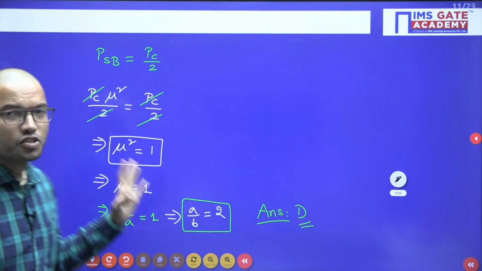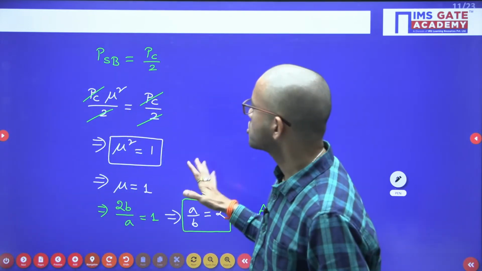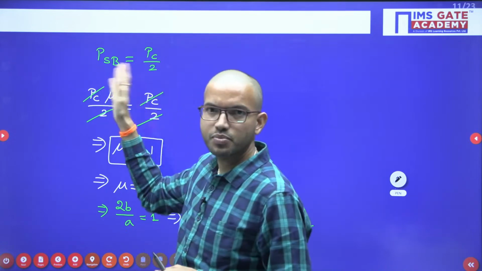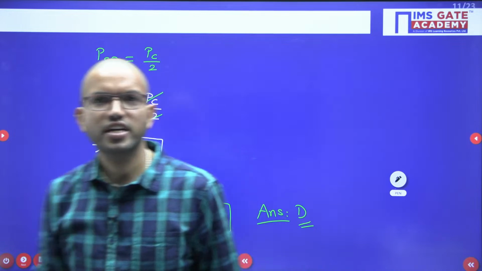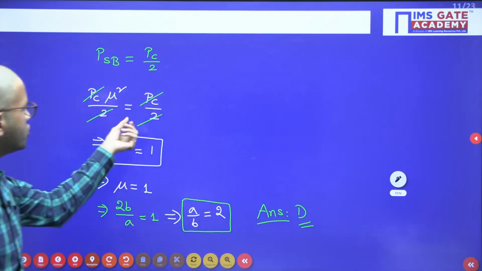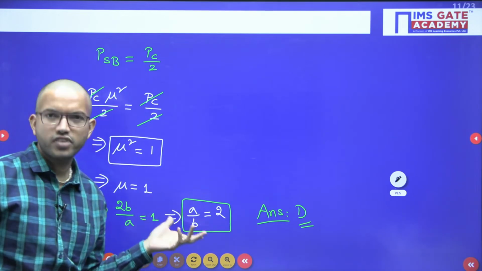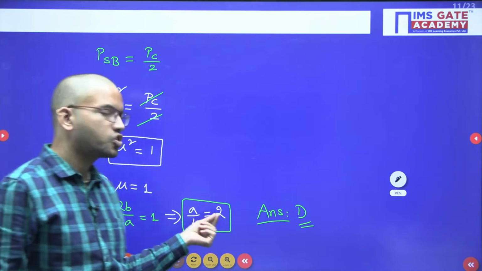See, in the previous question they asked the ratio of message signal power and carrier power. In this question they have given the relation between the total sideband power and the carrier power. They have mentioned that total sideband power is half of the carrier power, so you get one relation. From there they asked for the ratio of a and b. So the final answer for this question is 2.